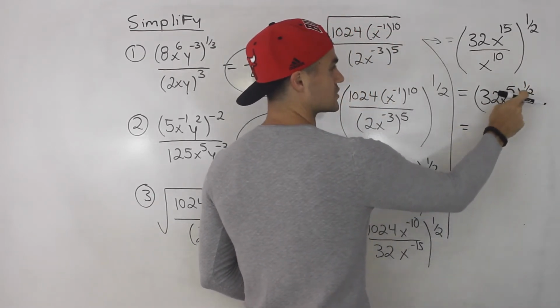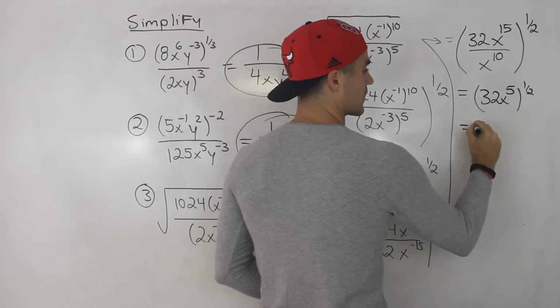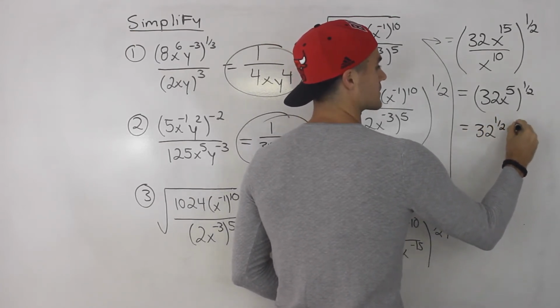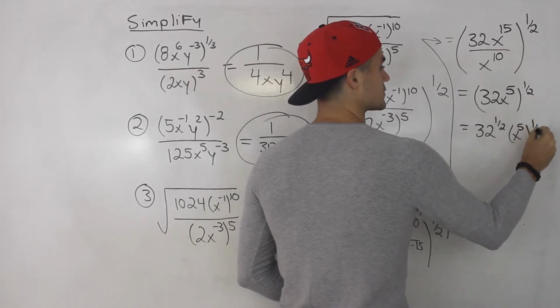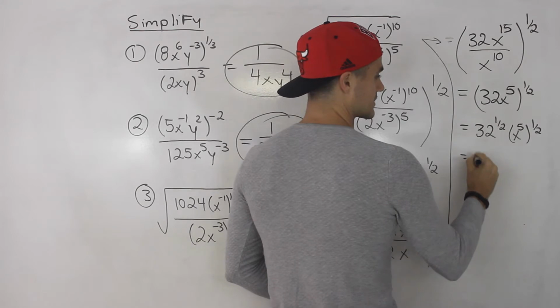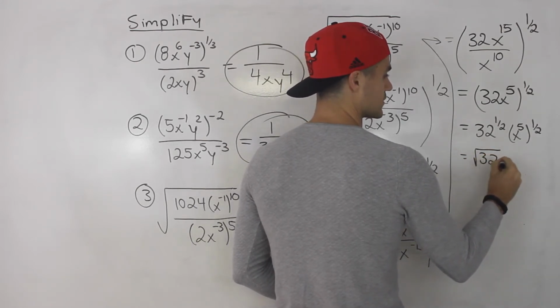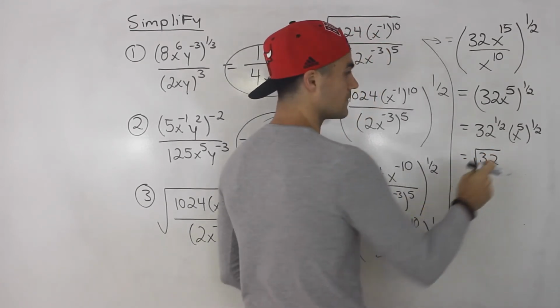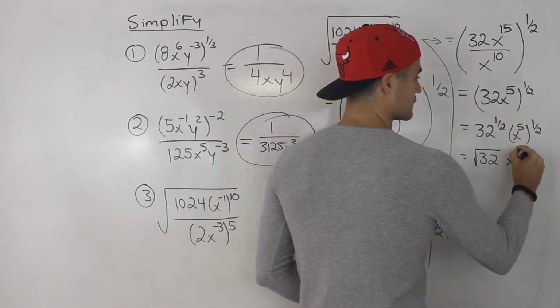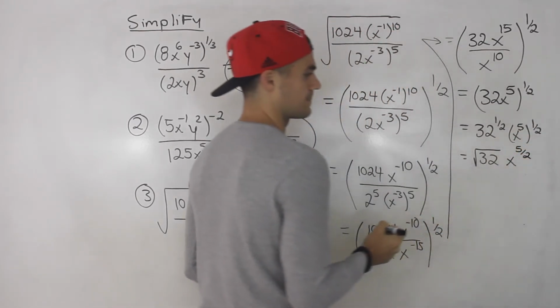And then we can just distribute that 1 over 2 inside the bracket. So we'll have 32 to the power of 1 over 2, and then x to the 5 to the power of 1 over 2. So from here, this is like the square root of 32, which is not a smooth number. And then 5 times 1 over 2, that's x to the 5 over 2.